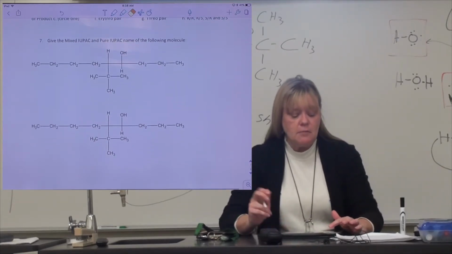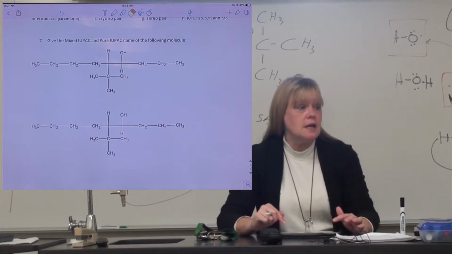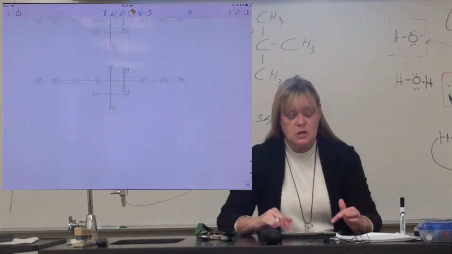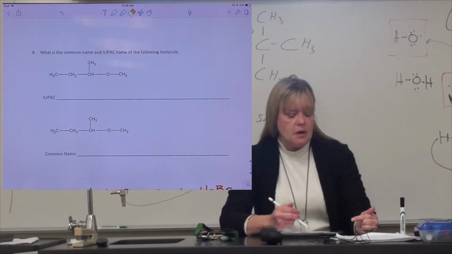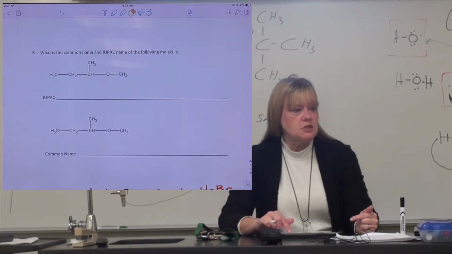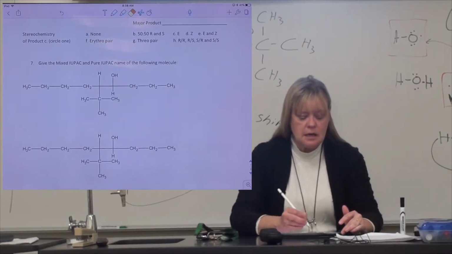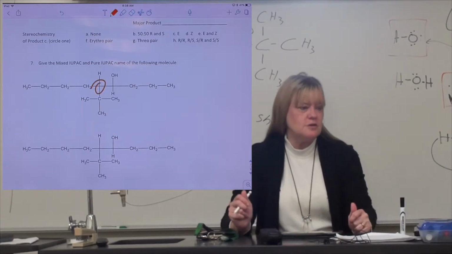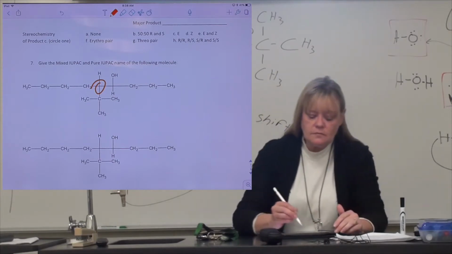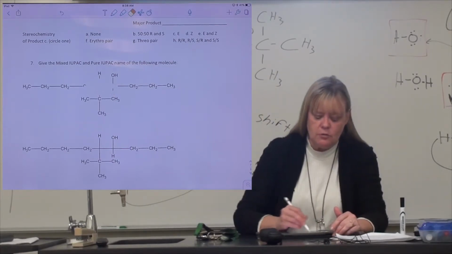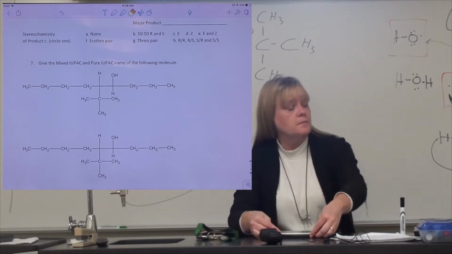So anyway, I've got an example here with mixed IUPAC versus pure IUPAC. So that's chapter 4 and a little bit of chapter 3. And then I also have the common name and IUPAC name for those molecules, which is chapters 1 and 3. And oh yeah, by the way, this has a chirality center in it, so that also incorporates chapter 2. So I tried to come up with something that would help you review all of the chapters and make sure you don't forget that stuff.